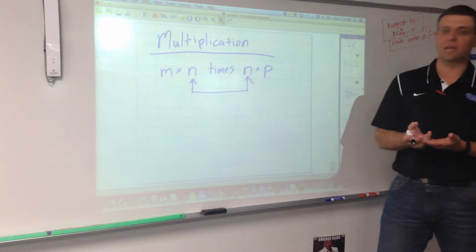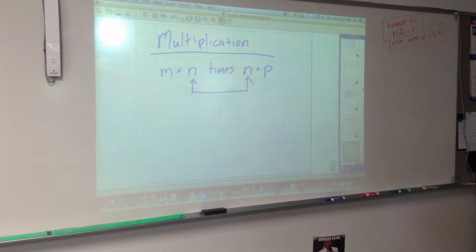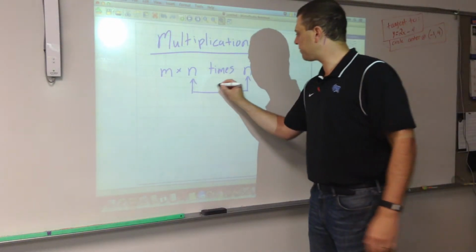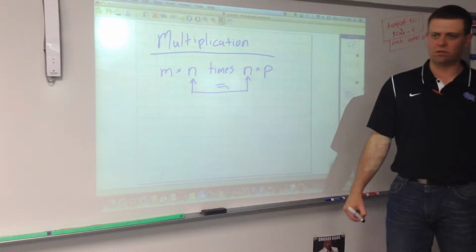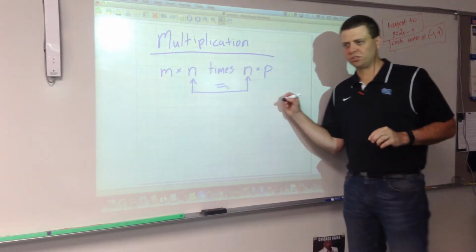If they don't, you can't do it. You say impossible, undefined. Okay? So these have to be equal right there. These two values there have to be equal. The number of columns in the first one has to match the number of rows in the second one.